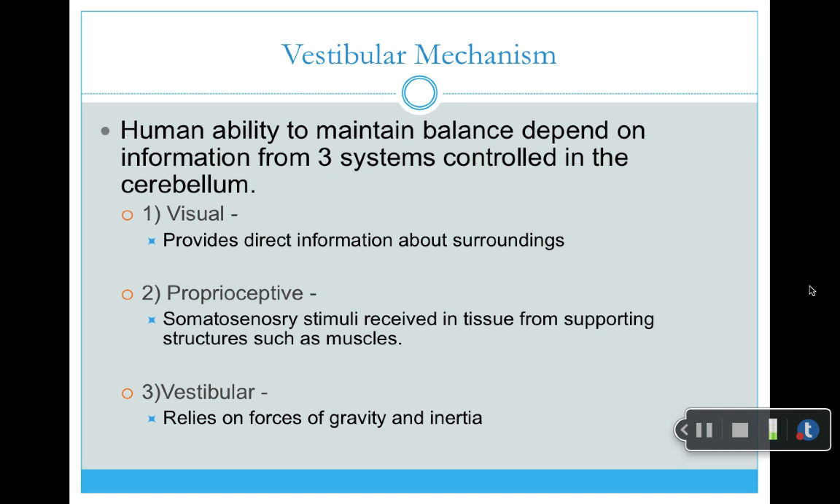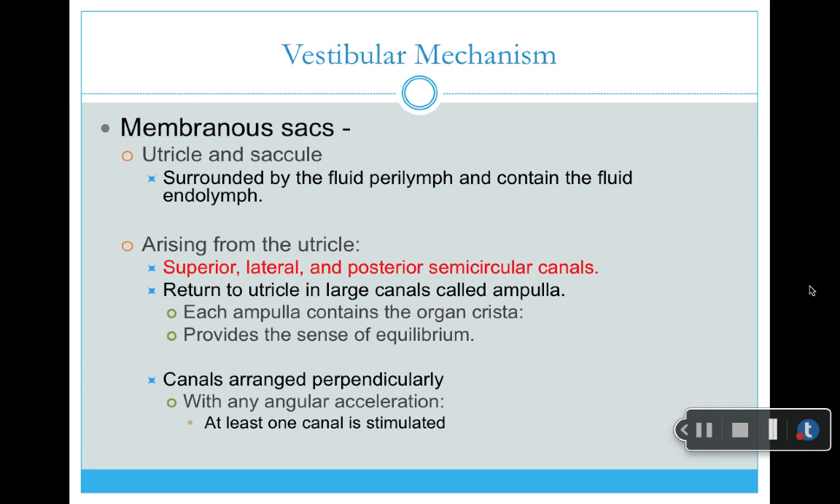Your eyes provide direct information about the surroundings. The proprioceptive system is the tissue and supporting materials of your structure that give you an awareness of yourself. And the vestibular system, which is the gravity and inertia that helps you figure out where you are at a moment. There are these sacs, and then there are three semicircular canals. They share the same fluid with the cochlea. They're surrounded by perilymph and they contain endolymph. If you remember, those are the fluids within the cochlea. They have three semicircular canals: a superior, a lateral, and a posterior.